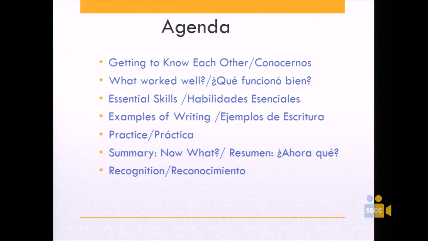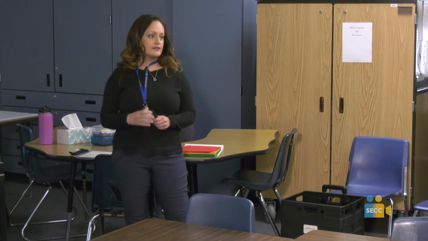So we're going to go ahead and get started with our agenda. Like every meeting, we'll do an icebreaker on getting to know each other. We'll talk briefly about what worked well at our last session with high frequency words. And then we will talk about the new essential standard, which will be writing. I'll show you examples today of what a kinder writing and a first grade writing looks like, and we'll talk about what different things we want to look at and how it will progress. And then we'll do a little practice on organizing writing for our students. Then we'll do a quick summary and just do a little recognition at the end of our 4 sessions, okay?